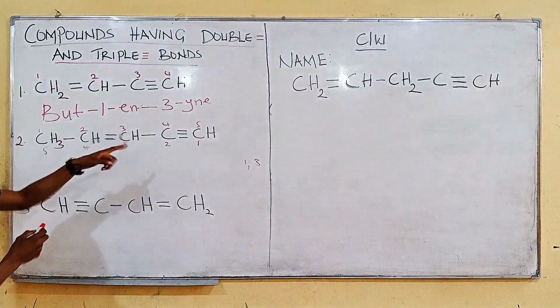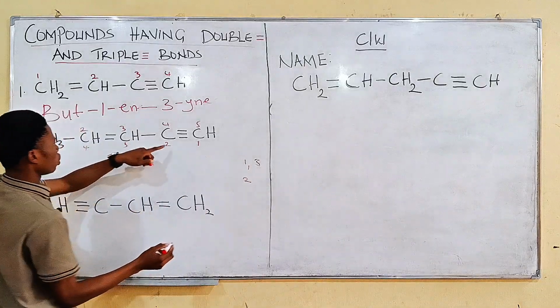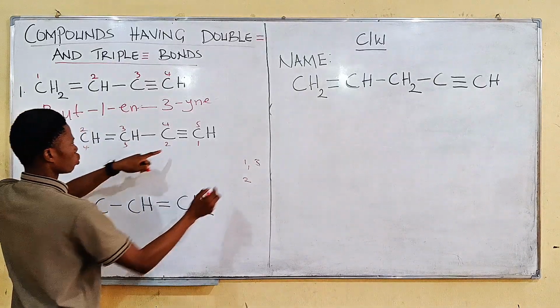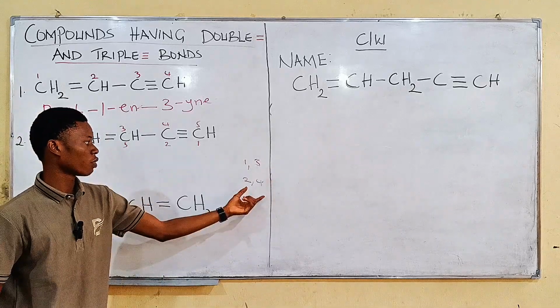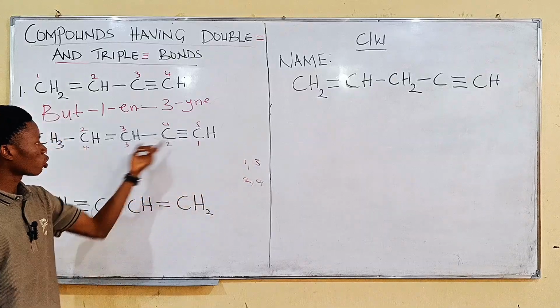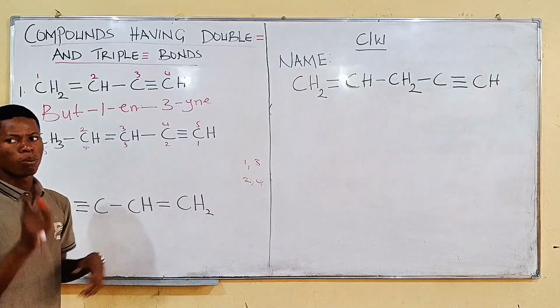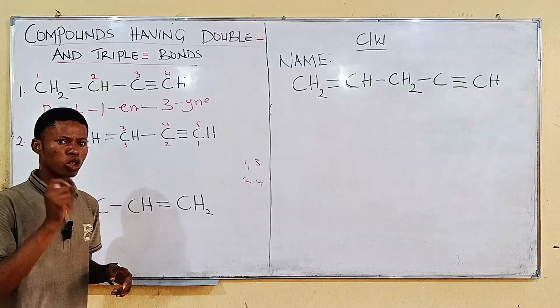If I'm numbering from here, the double bond is on position 2 and the triple bond is on position 4 here. 2 and 4. If you add this, it is 4. If you add this, it is 6. So some of you will be tempted to go this way to give both of them the lowest possible numbering. But the case is different here because we want to give preference to the double bond.